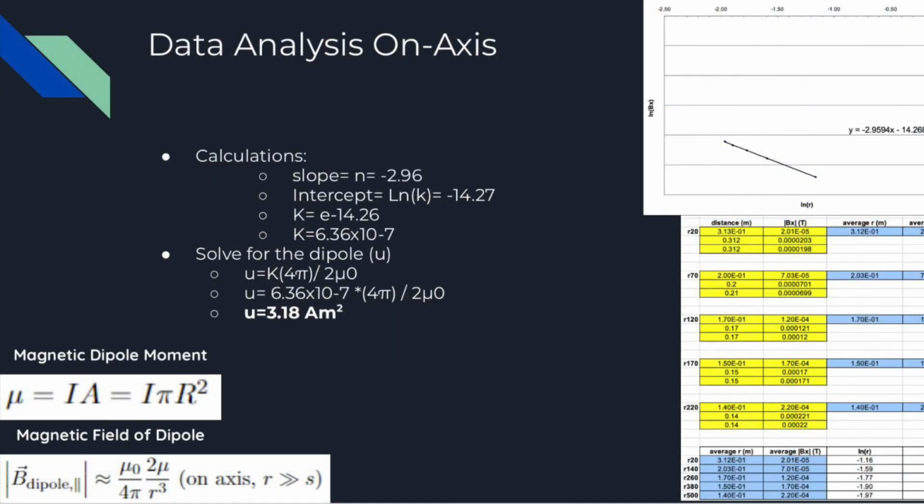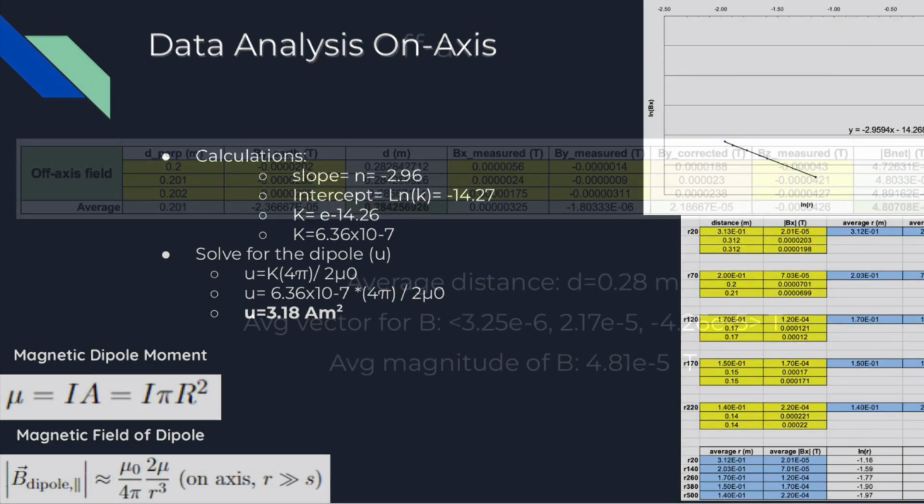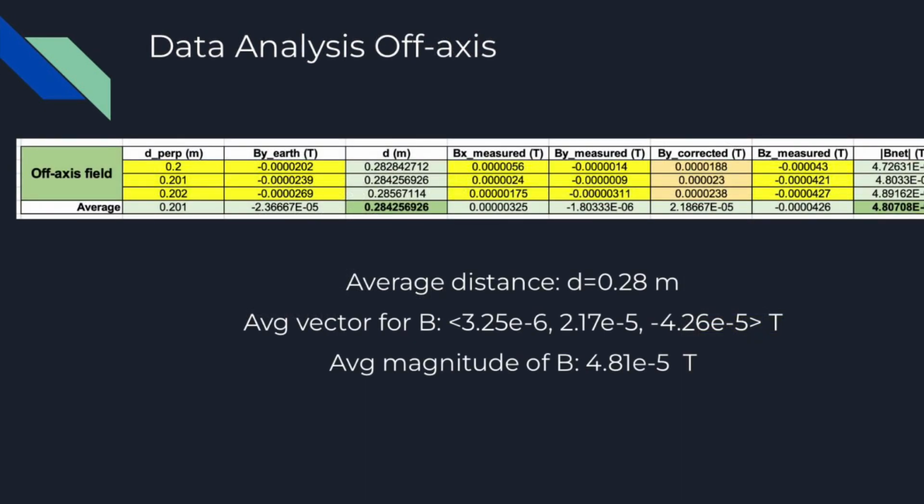For our calculations, we found the slope and intercept by taking the ln of k, and we also solved for the dipole using the magnetic field of a dipole formula, and we found our output was 3.18 A·m². For our data analysis of the off-axis, we found our average magnitude of the magnetic field to be 4.81 times 10 to the negative fifth teslas, and we used these calculations throughout, as previously stated in the lab.